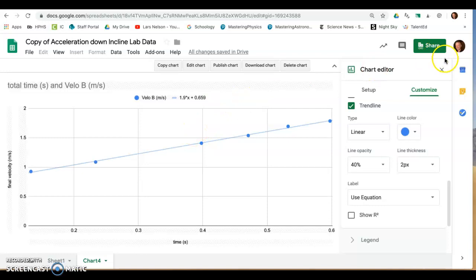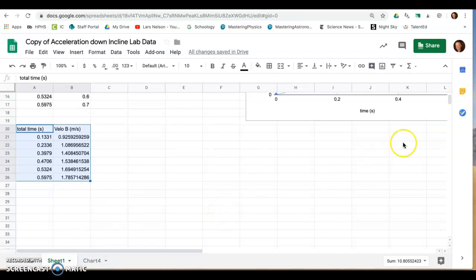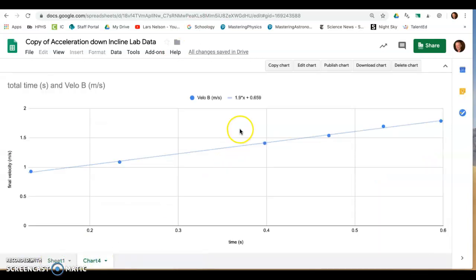If you recall that number from your data in sheet 1, 1.9 was the average acceleration of your car down the incline. And to make the connection clear, at the bottom, if you look through your chart, the slope of the change in velocity over time represents the acceleration. That's why the slope of this equation represents the acceleration you calculated.